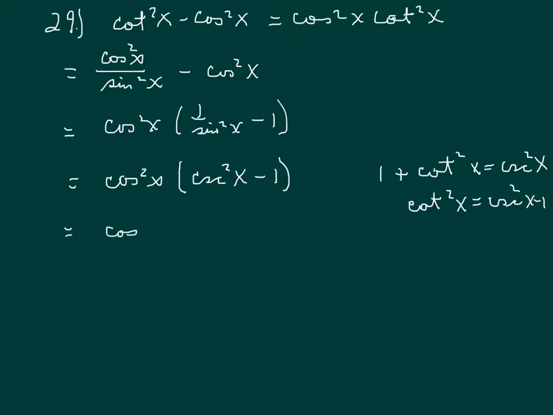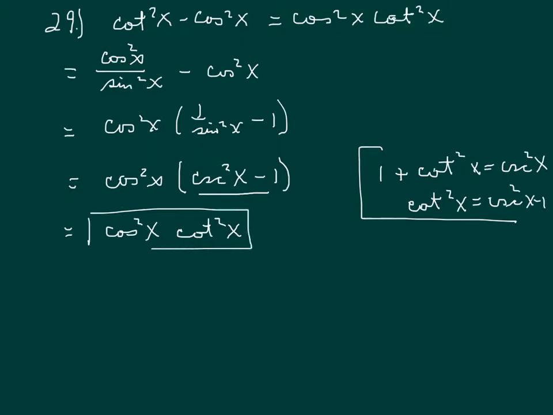So now I have cosine squared x. This whole term is a cotangent squared of x from this part right here. And that was what I sought to prove from my identity.